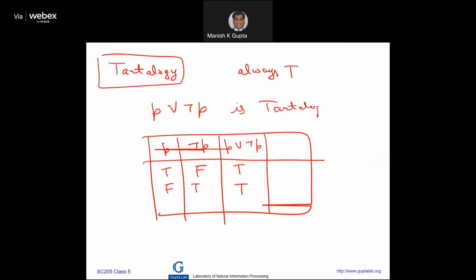In fact, if a compound statement is always true, it is called a tautology, and if it is always false, then it is called a contradiction. So here is an example for that also. P meet negation of P. So this is always false, no matter what you do. So tautology and contradiction.